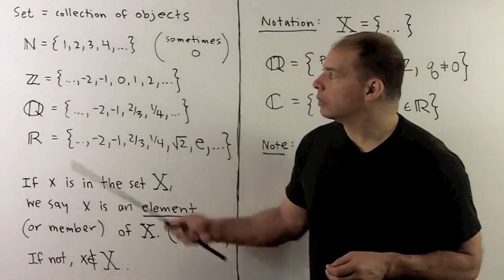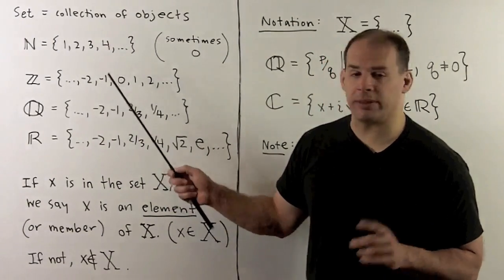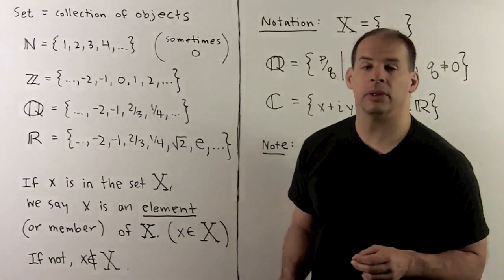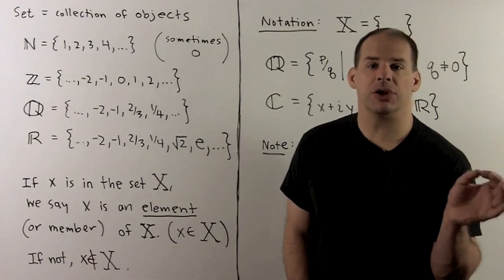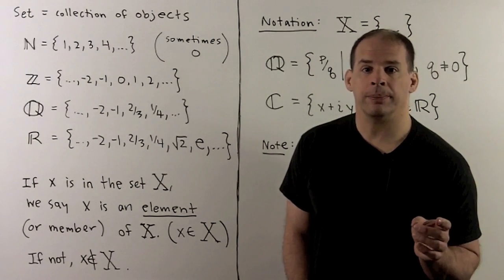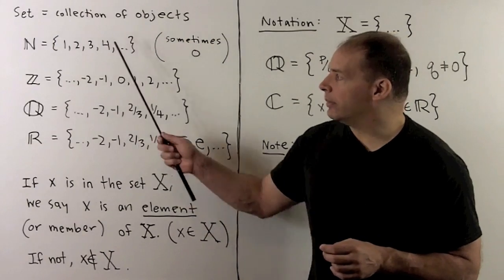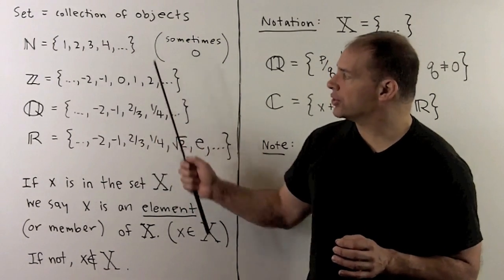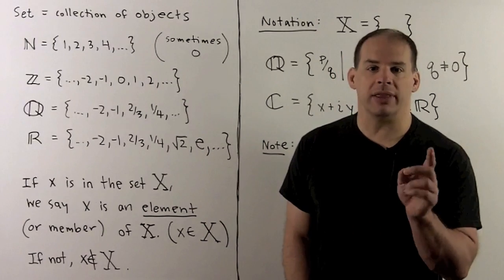For instance, we have the natural numbers. So we'll just take the positive integers: 1, 2, 3, 4, and so on. Depending on your book, 0 may or may not be in there. From there, we can get the integers. So we'll take the natural numbers, we'll put in 0, and then we'll also put in the negatives.